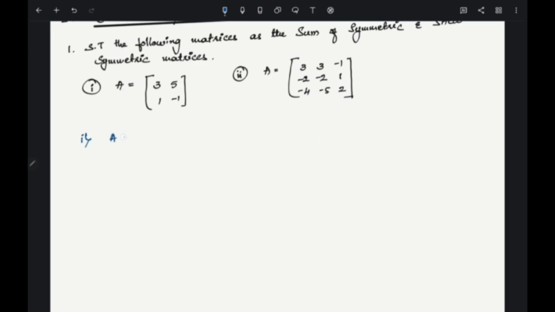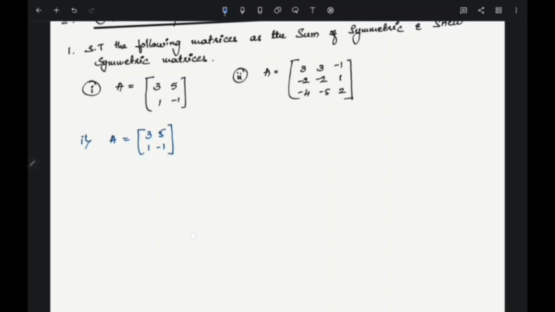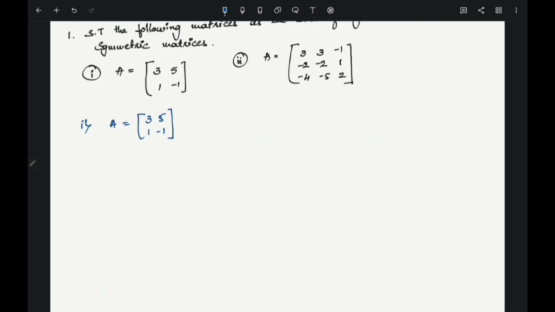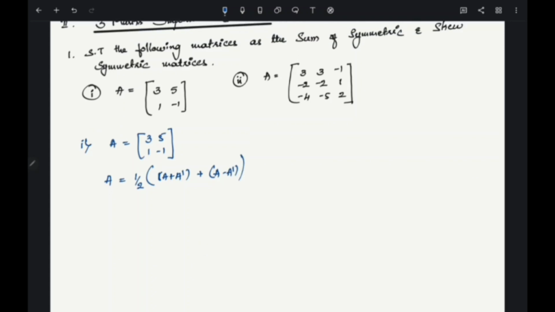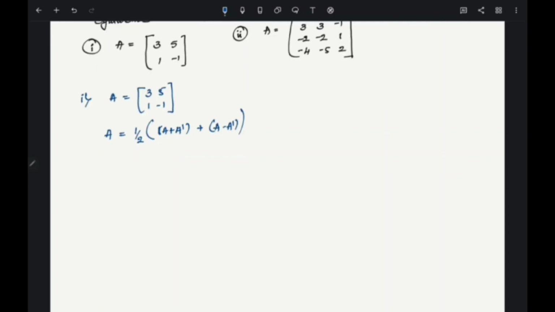In the first one we will be having A is equal to 3, 5, 1, minus 1. Now how to show that a matrix is a sum of symmetric and skew symmetric matrices? In simple words, we have to show that A is equal to half into A plus A dash, where A dash is the transpose of the matrix, plus A minus A dash. If this condition is satisfied, it is proved that matrix A is a sum of symmetric and skew symmetric matrices. In order to verify the equation, first find out the transpose of the matrix A.